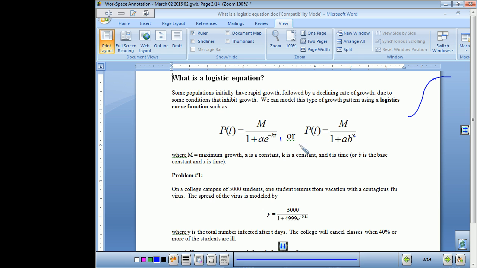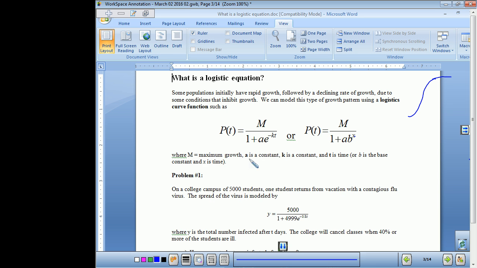So, these formulas, what do all those letters mean? So M is going to represent the maximum growth. So if we have a population of 10,000 deer, and they're dying off, how many deer can die? 10,000. Yeah. Well, they could reproduce. That would be maximum decay. Oh, that's true. That may have been a bad example. We'll do a good example in just a second.